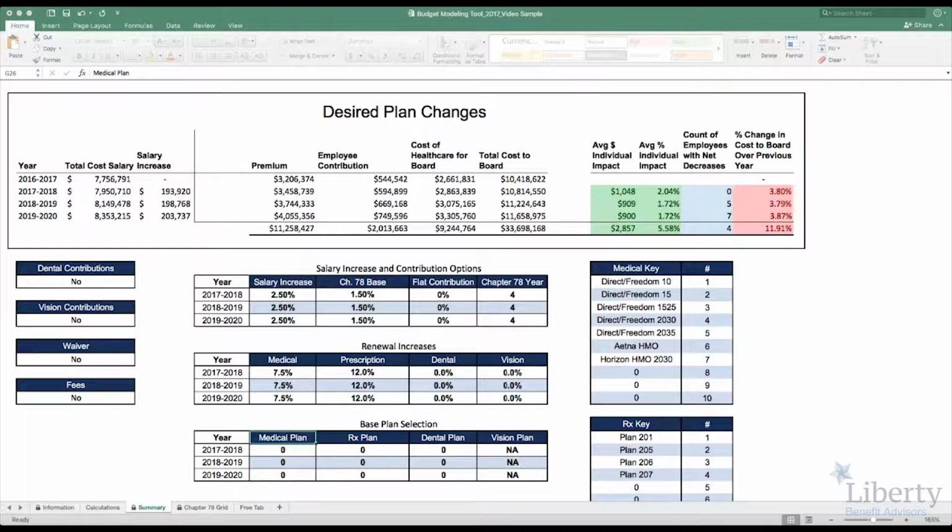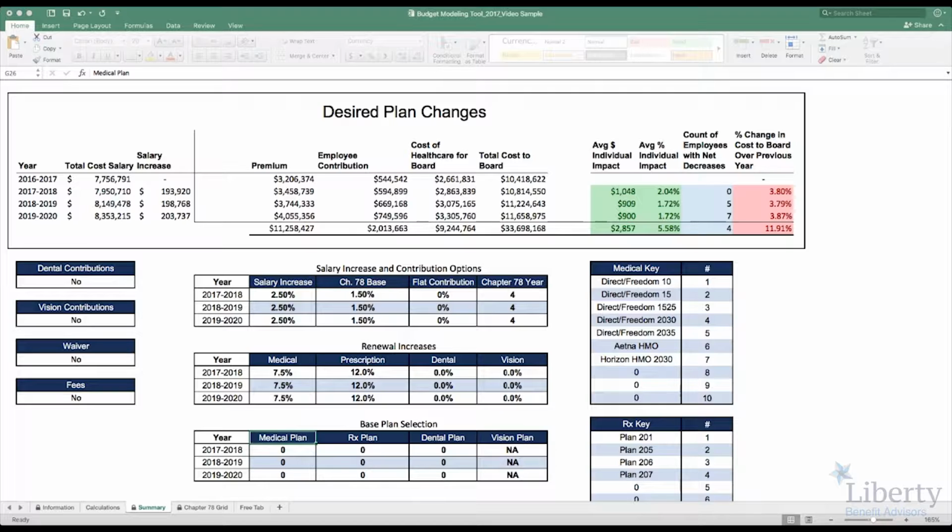On the Summary tab, we can find a host of information about the amount of salary, the total cost of the benefits, and total cost to the board. And it's on this tab they're going to be doing a majority of the work and a majority of the financial modeling. So the way it's set up now is that the employees are enrolled in the Direct 10 plan in year 4 of Chapter 78.